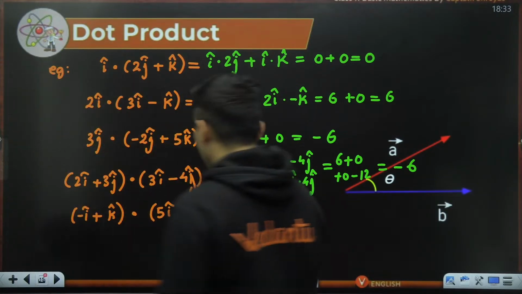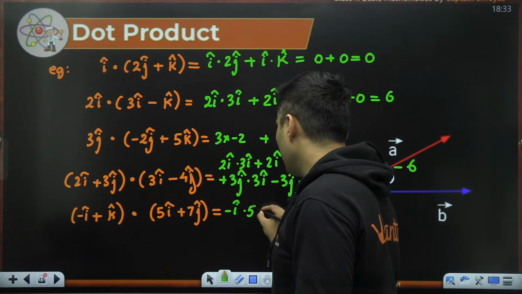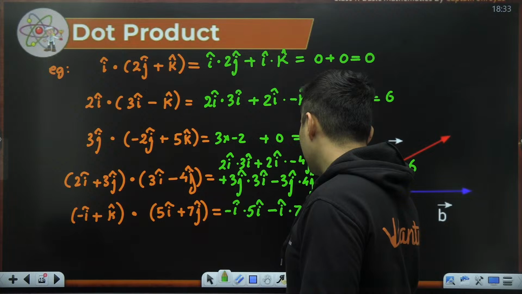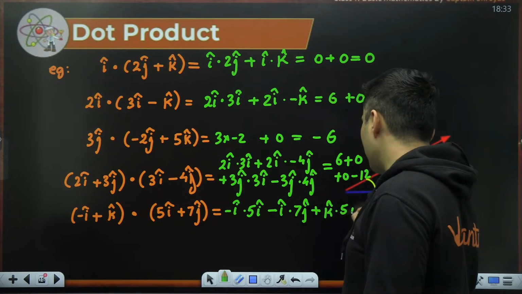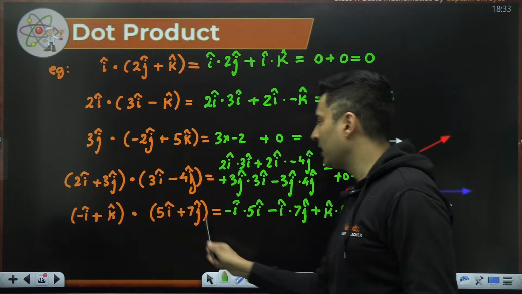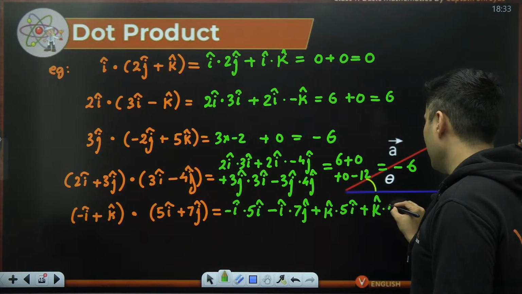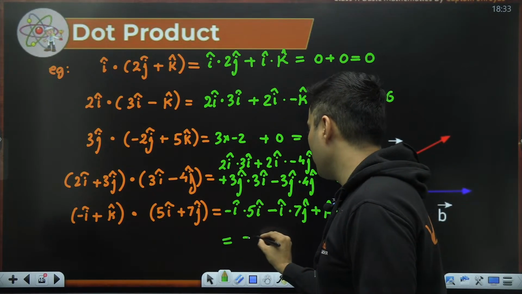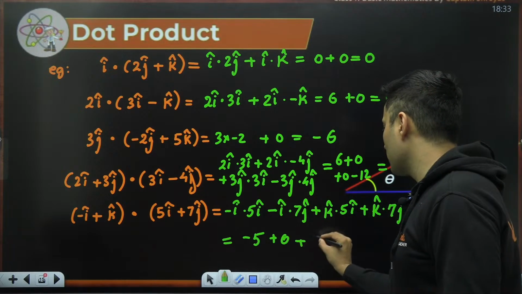Again, multiply. Open up the brackets. So minus I cap dot 5 I cap minus I cap dot 7 j cap plus k cap dot 5 I cap, k into 5 and k into 7j. So k cap into basically 7 j cap. Okay, so what is it going to be? I into I is 1, so this will be minus 5. I into j is 0. K into I is also 0.